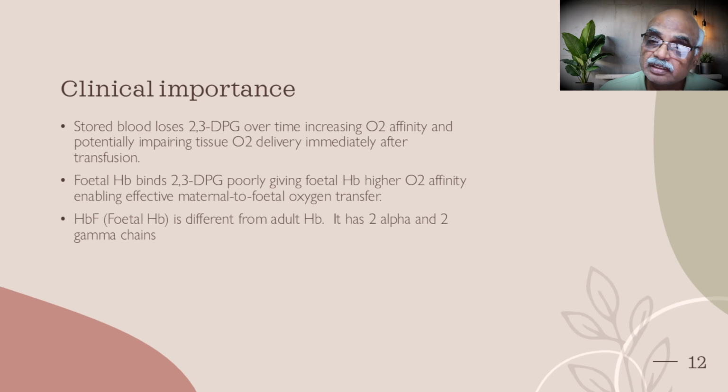So the loss of diphosphoglycerate pushes the curve to the left. When the curve gets pushed to the left, hemoglobin does not readily push out oxygen. So in a patient who receives a blood transfusion, there could be a transient problem due to this shift of the oxygen dissociation curve to the left.